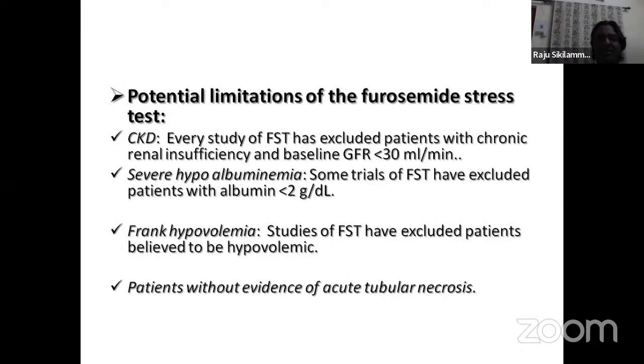Then the potential limitations of the furosemide test. In CKD, patients with a baseline GFR less than 30 ml per minute, or severe hypoalbuminemia, albumin levels less than 2 grams per deciliter, and frank hypovolemia, and patients with evidence of acute tubular necrosis. These are subsets of patients who are a limitation to the furosemide test.